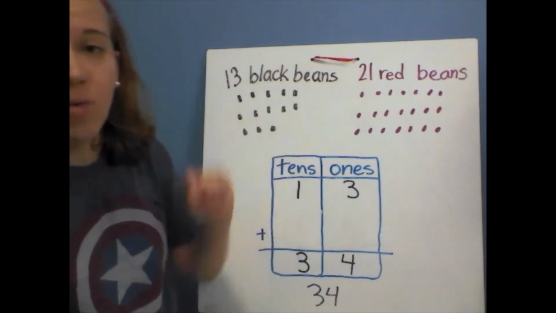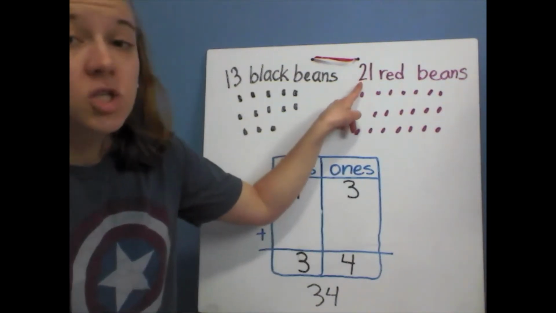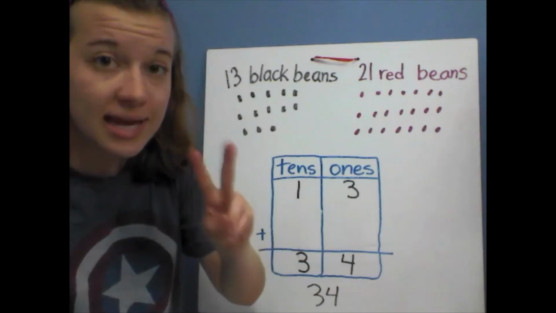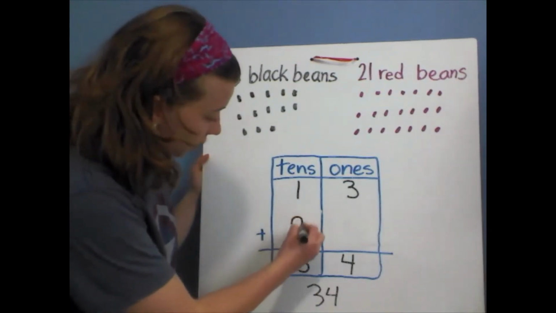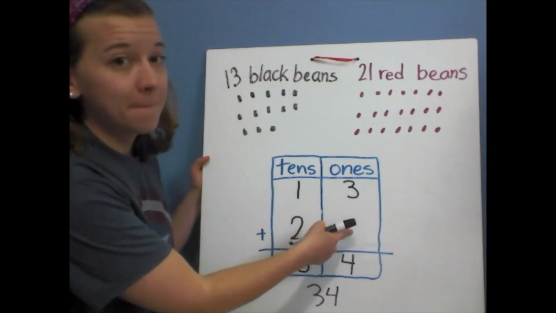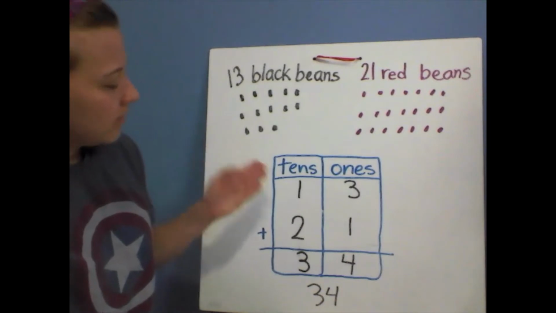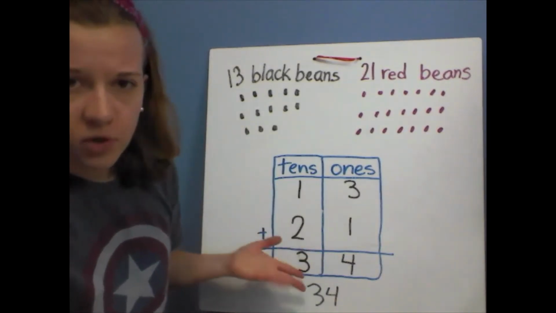Plus 21, right? What number is in the tens place for 21? 2. Okay, 2 is in the tens place. So, we're going to put the 2 right here. And then, what number's in the ones place? 1. We'll put the 1 right here. Now, let's add it together and see if 34 is still correct.